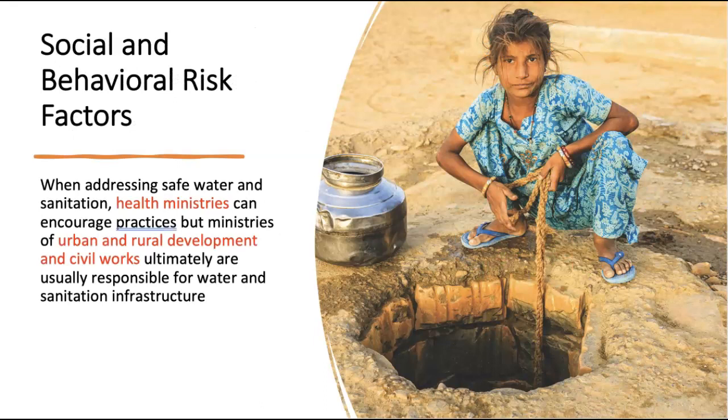Many social and behavioral risk factors also must be addressed by going beyond the health sector. For example, when addressing safe water and sanitation, health ministries can encourage certain health practices, such as washing your hands before eating and after defecating. But it's the Ministry of Urban or Rural Development or of the Civil Works that's generally in charge of water and sanitation infrastructure.